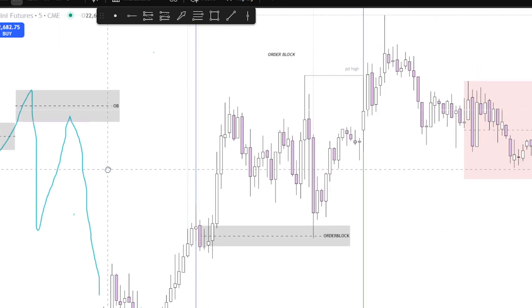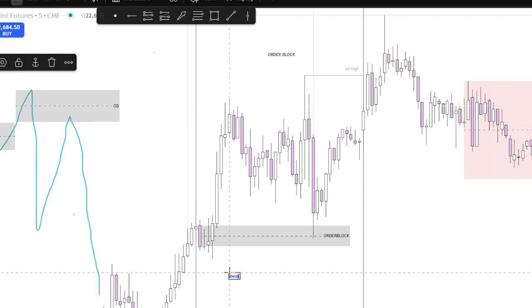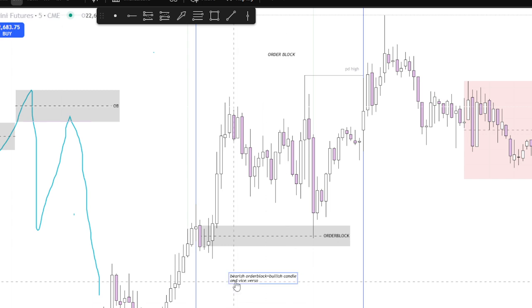Now, what is a bullish example? A bullish order block will always be a bearish candle. A bearish order block will always be a bullish candle. Write that down. Bearish order block equals bullish candle, and vice versa. That means the other way around. So bullish order block is a bearish candle.